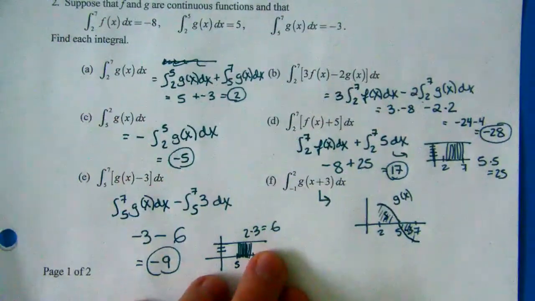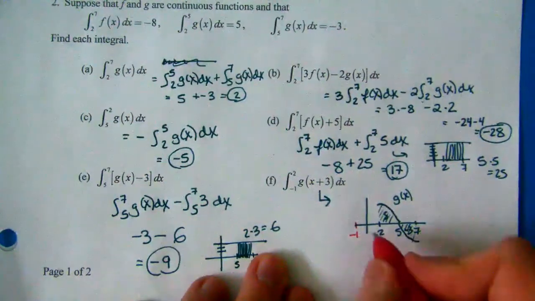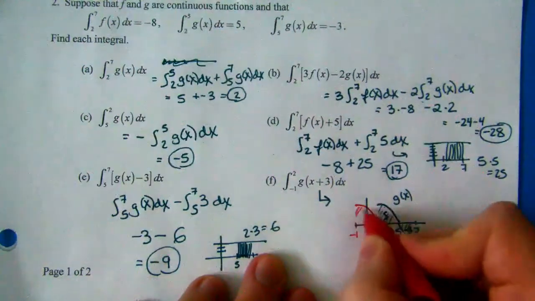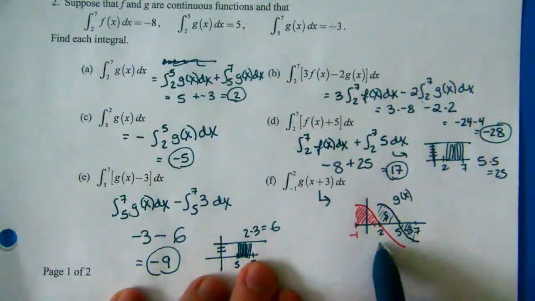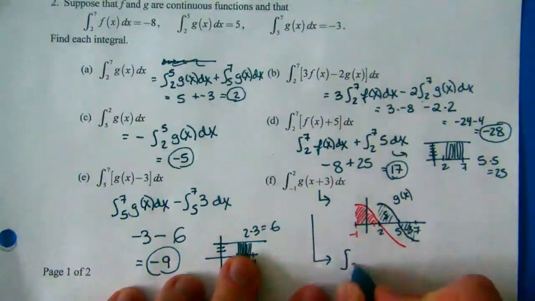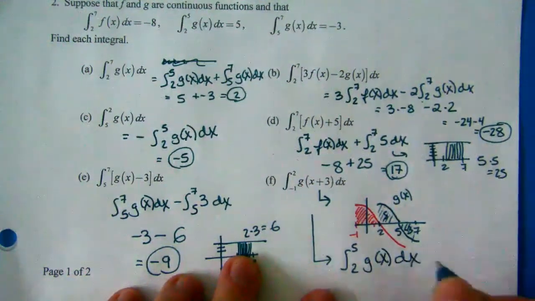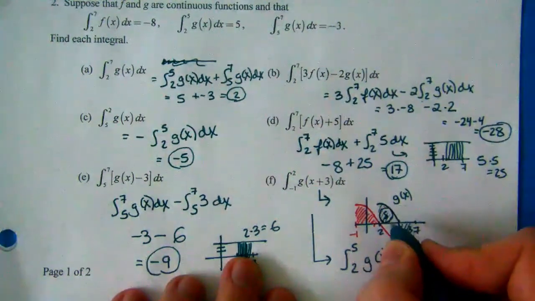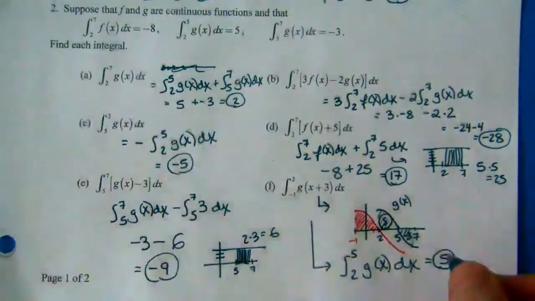If I then move this thing to the left 3 spaces, it's going to look something like this, which means that the integral from negative 1 to 2 of the version of g that was moved to the left 3 spaces is the same as the integral from 2 to 5 of the original g of x dx, before I moved it. I know that this thing had a signed area of 5, so this thing over here is also going to have a signed area of 5.